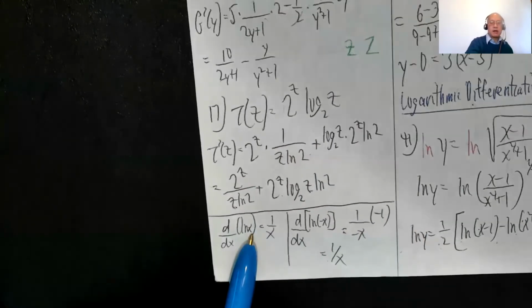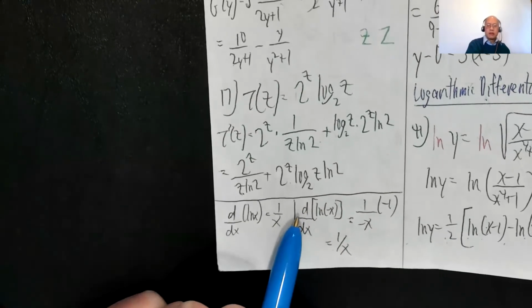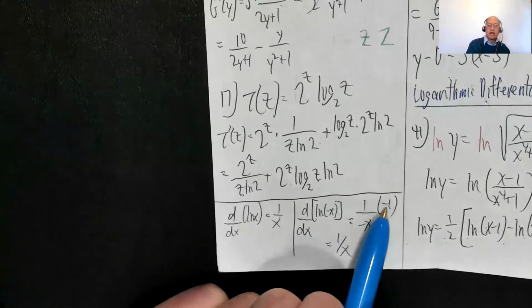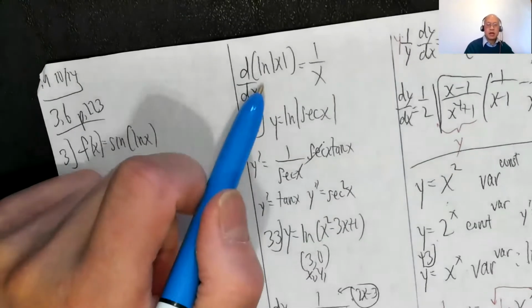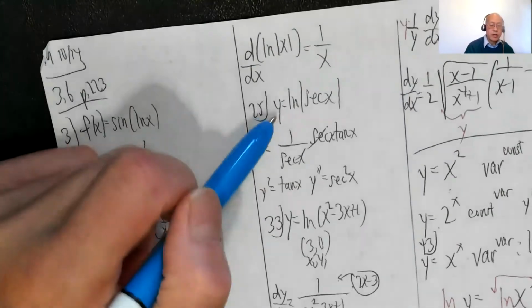Okay, and this is a reminder of what I mentioned earlier. The derivative of ln x is 1 over x. The derivative of ln negative x, by the chain rule, is 1 over negative x times negative 1. It's also 1 over x. So therefore, the derivative with respect to x of ln absolute value of x is also 1 over x.